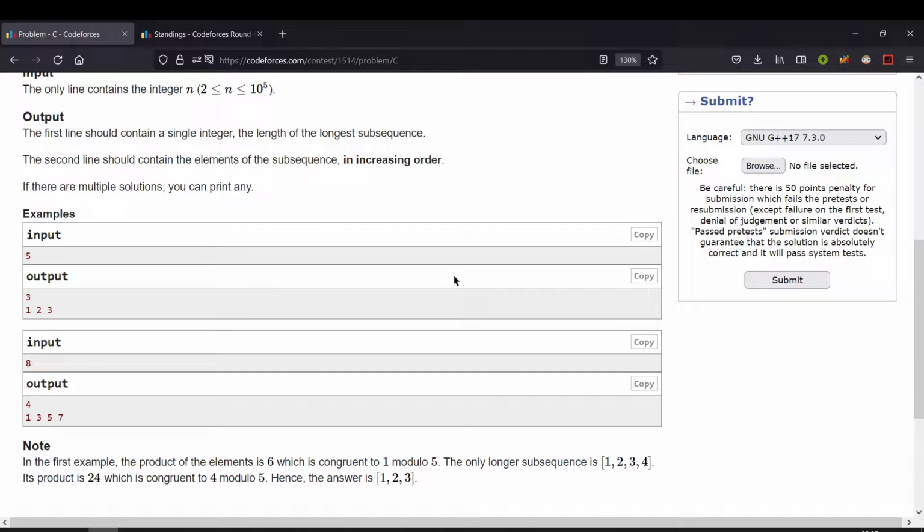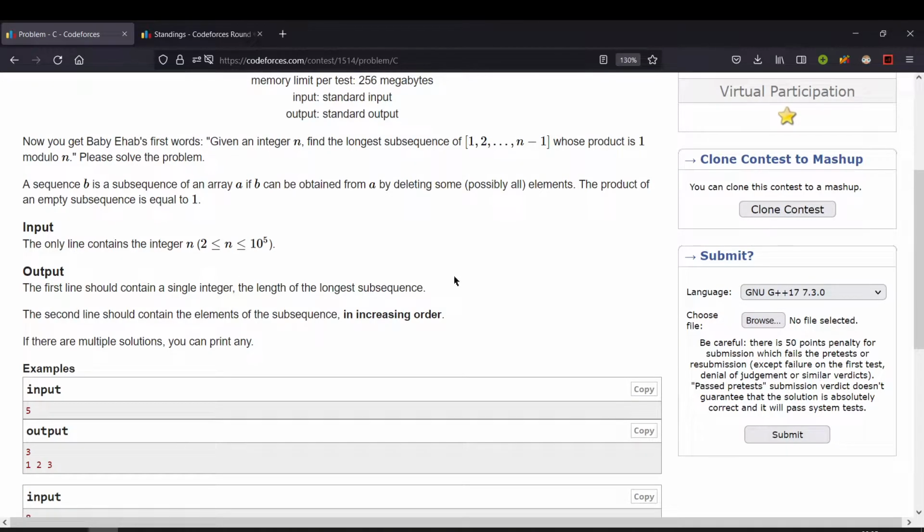Okay, so we have to take as many numbers as possible such that the product modulo n should be equal to 1 modulo n. So that is, the product modulo n equals 1 modulo n. Okay. Is it some dynamic programming? Okay, we can't produce all subsets.